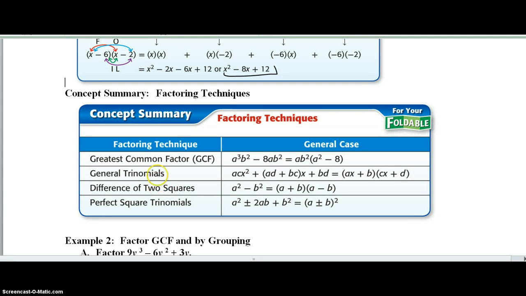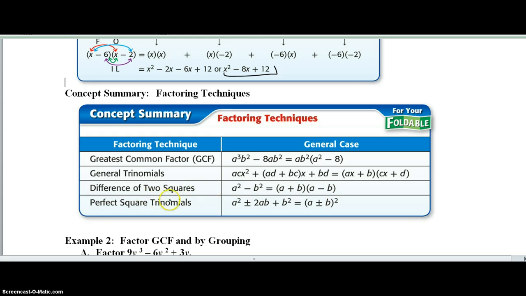The first step is using the greatest common factor. We look at our binomial and we look for the greatest common factor. Like in this example, the greatest common factor is a times b squared. We can factor that out of both terms. Next, we're going to call this factoring by grouping, and we'll take a look at an example of that.